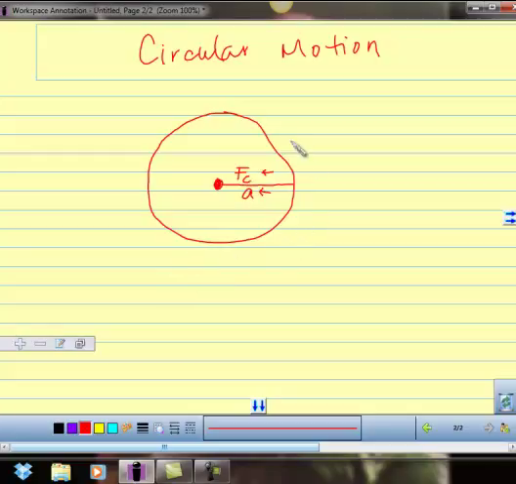Now, speed around a circle may be constant, but velocity is not because it is constantly changing direction. So velocity is always tangential to the circle.